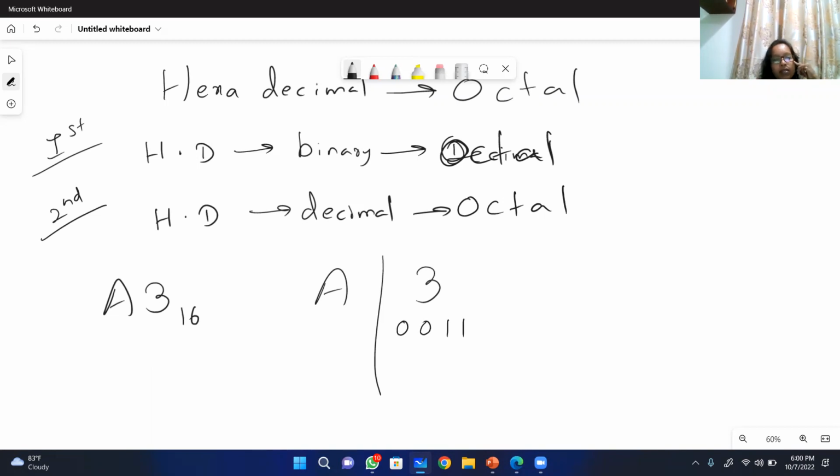Then eight, two, four, two, one, two, two, two, three. How? In this way we write the binary number. Now this is in binary. That binary value you have to convert into octal. How to convert a binary into octal? Now this is the binary value. How to convert that into octal? Can you remember binary to octal?